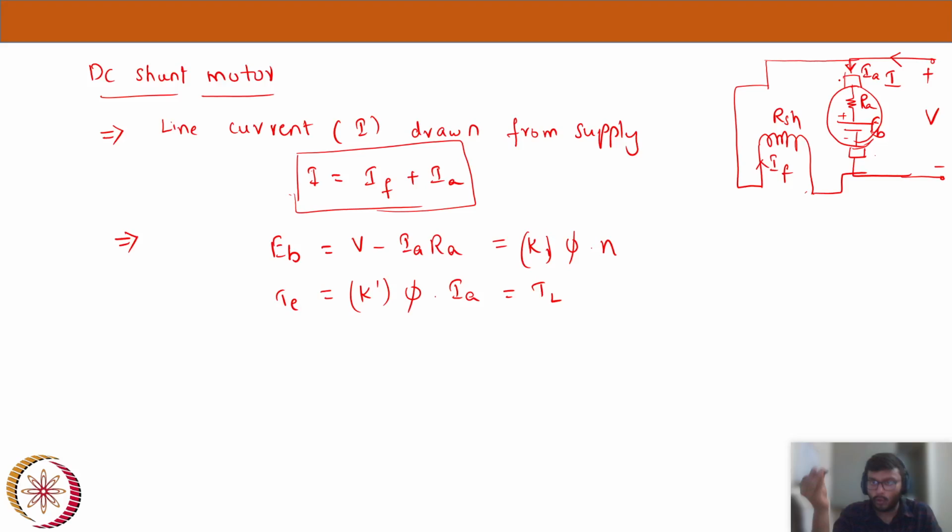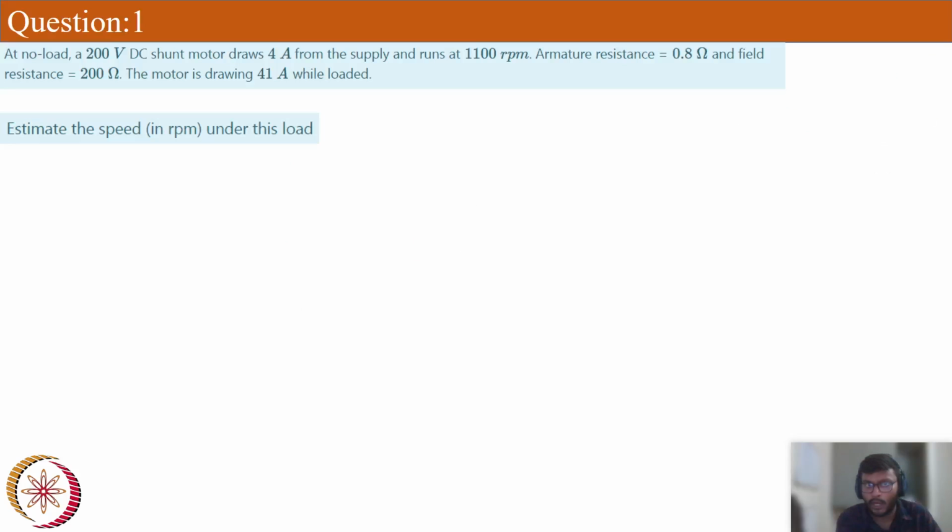So that is simple network analysis and circuit basics. If you know that, you can solve problems on this DC shunt motor. With the concepts we learned today, that is the power flow diagram in a DC motor and the basics of the DC shunt motor, let's solve some problems on the DC shunt motor.